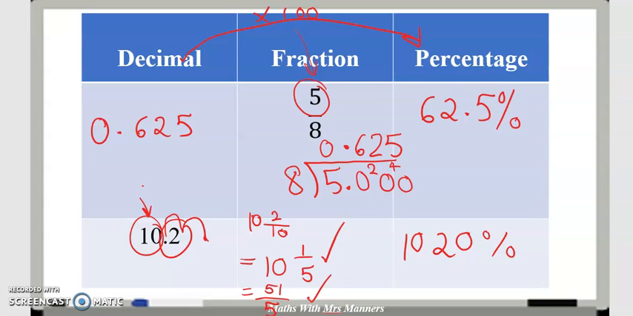So I hope this makes sense as to how to convert now from a decimal and a fraction to a percentage. So we've now gone from percentage to decimal and fraction, and also from decimal and fraction over to percentage. You should be able to do the conversions either way with a variety of questions.